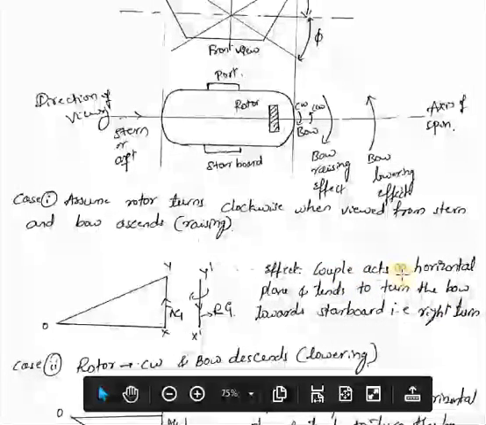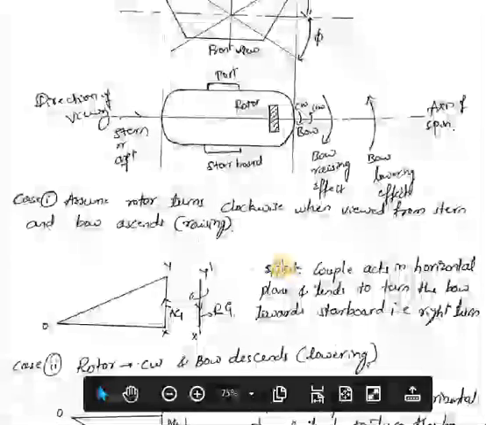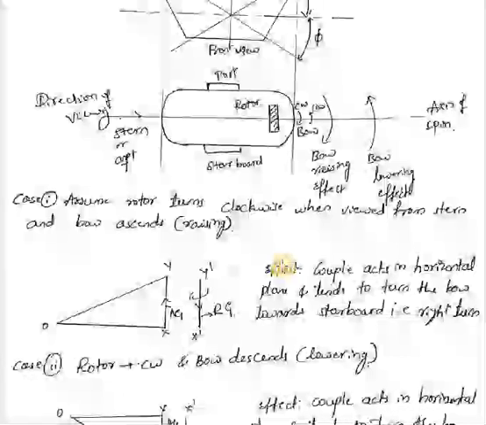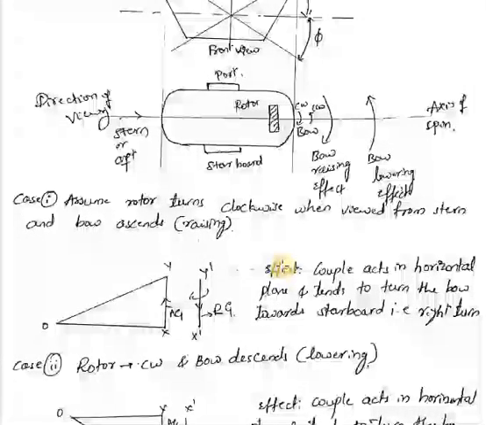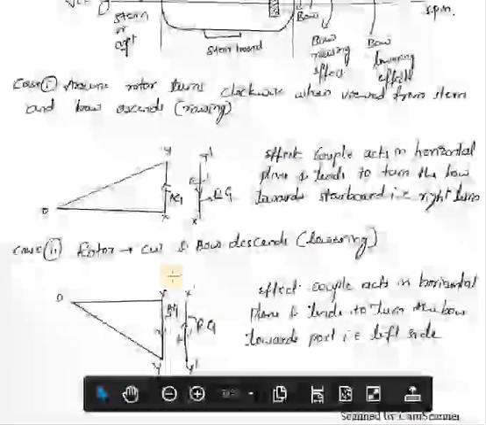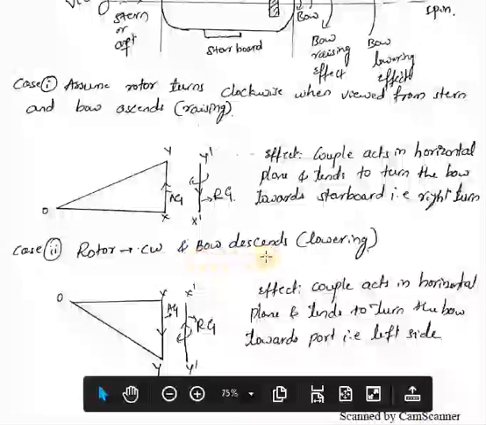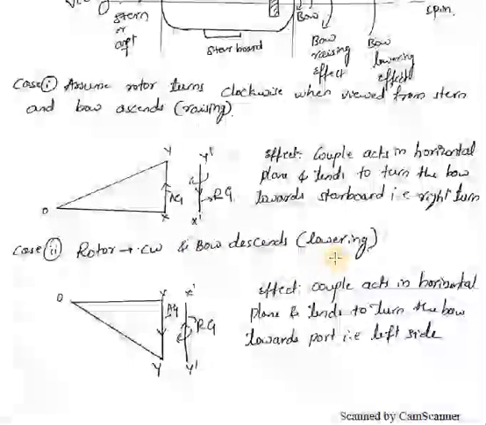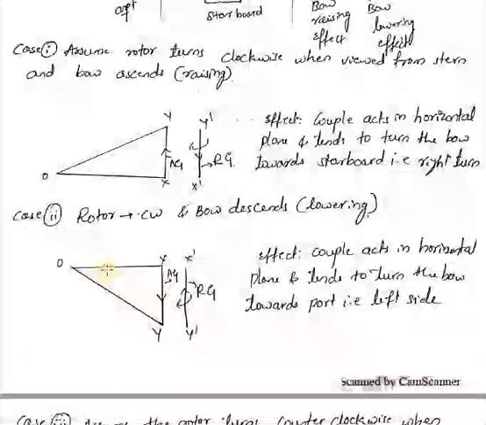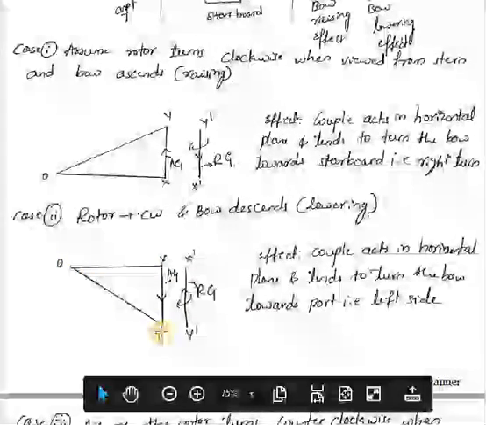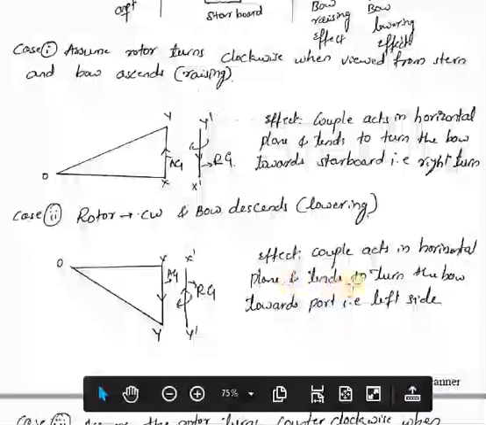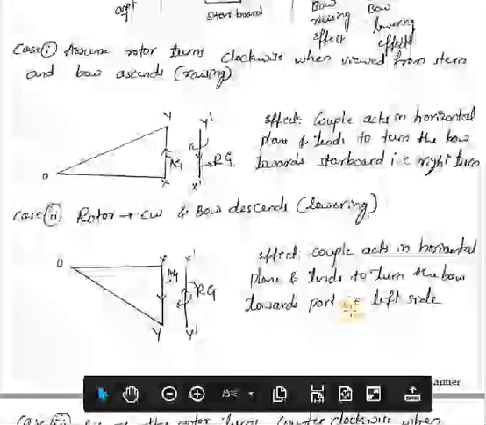Here the couple is acting on the horizontal plane because this motion is limited towards the transverse axis, whereas in the previous case, that is in steering, it is about the longitudinal axis. Then the second case is the rotor rotates in clockwise direction and the bow descends, that is, the bow lowering effect. The angular momentum diagram will be this, that is, this is before the lowering and this is after the lowering. The effect will again be a couple acting on the horizontal plane, and it tends to turn the bow towards port, that is, the left side.